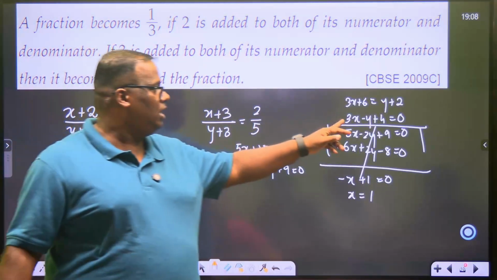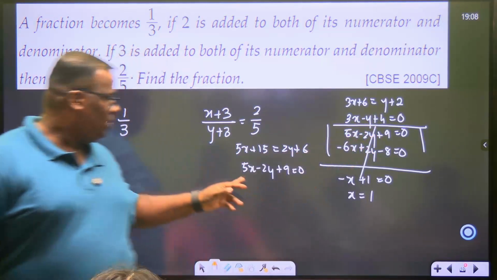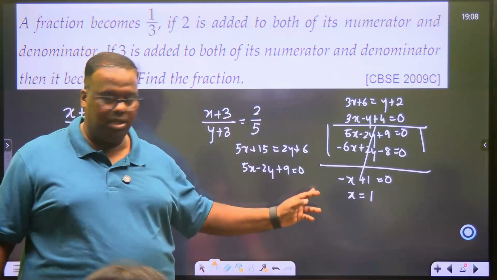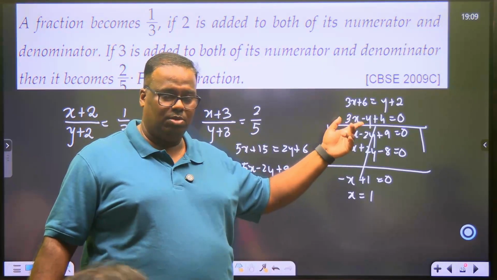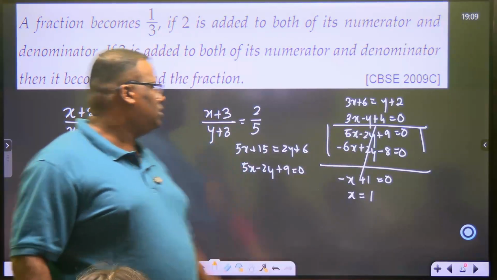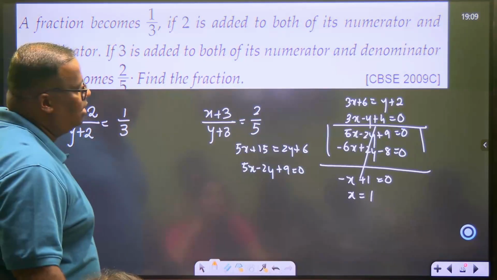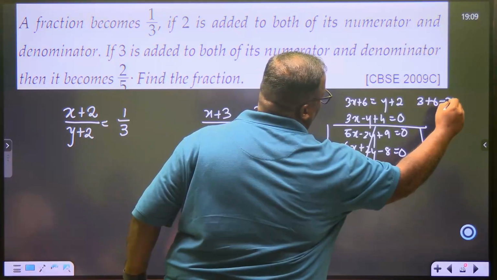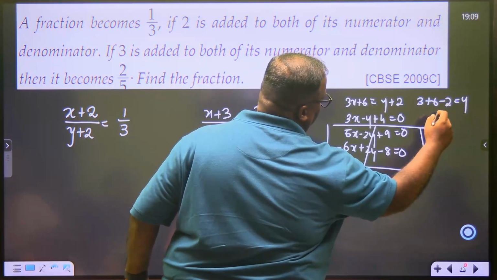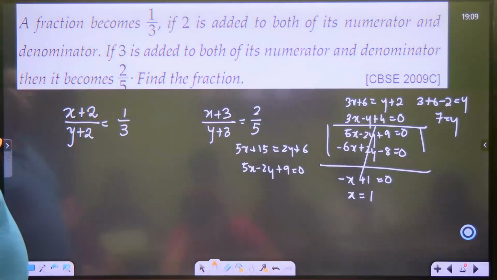Is this equation right? 3x minus y plus 4, and this one is 5x minus 2y plus 9. So what did we do? We multiplied this equation by minus 2, so it cancelled out. So x is equal to 1. Then what is the value of y? Put x here, so it becomes 3 plus 6 minus 2 is equal to y. 3 plus 6 is 9, minus 2, 7 is equal to y. So your fraction is what? 1/7. Is it clear?